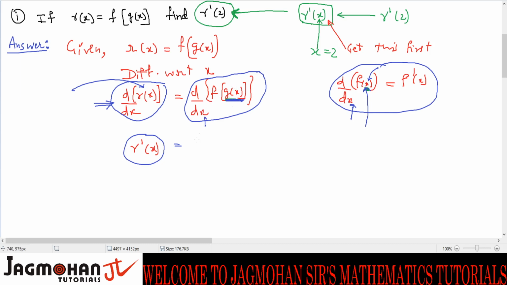So what will be the derivative of f of g of x? What was the derivative of f of x? It was f dash x. So this will be f dash g of x into d by dx of g of x. Yes, as you know, every single time if it's a composite function, you multiply by its derivative. So here you have f dash g of x into d by dx of g of x, which is g dash x. This is r dash x here. Okay, what was the question?